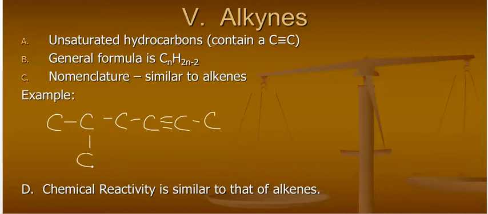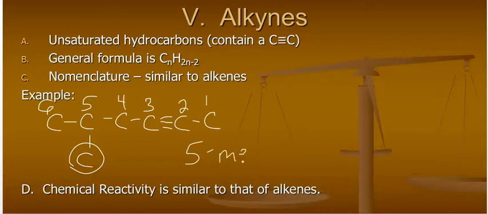Just like with alkenes, the triple bond takes precedence. So we're going to start numbering over here. 1, 2. We're going to go up to the longest chain, which is 6. We have a substituent on carbon 5. So we're going to name the substituent first, which is a methyl group, so it's 5-methyl.